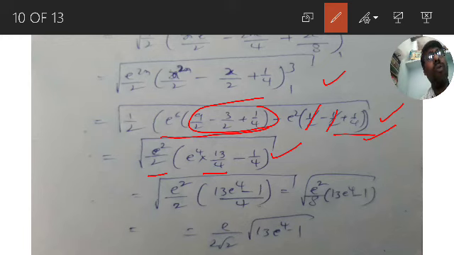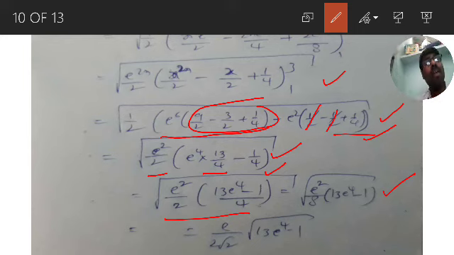Take LCM 4. So that is square root of e square by 2 into 13 e power of 4 minus 1 by 4. That is 4 into 2 is 8. So square root of e square by 8 into 13 e power of 4 minus 1. So e square, square root of e square means e, and square root of 8 is 2 root 2. So e by 2 root 2 square root of 13 into e power of 4 minus 1.